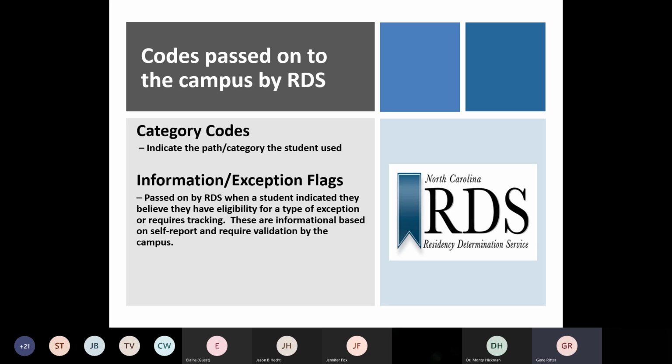Likewise, if they say they are a family member or UNC system employee. So there are certain informational flags. If they tell us, RDS passes it on for information. Likewise, that one tracking that we talked about, non-immigrant tracking for time-limited visas, would be passed on in that information exception flag.